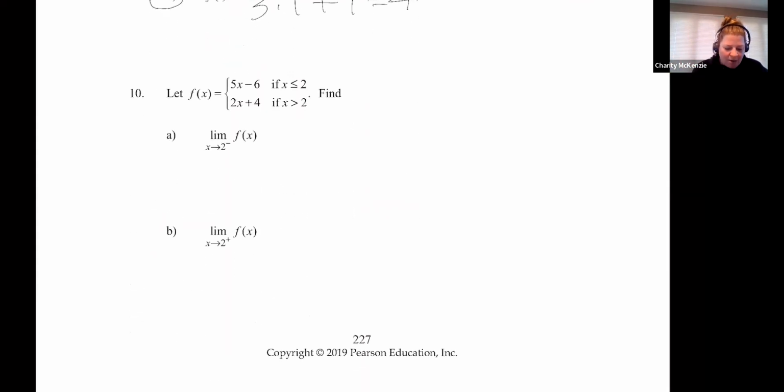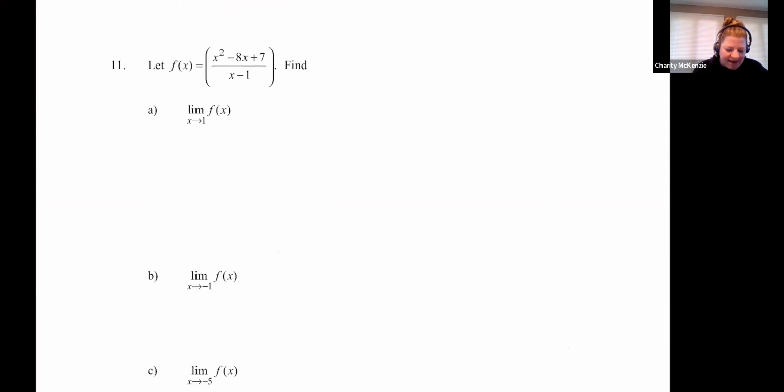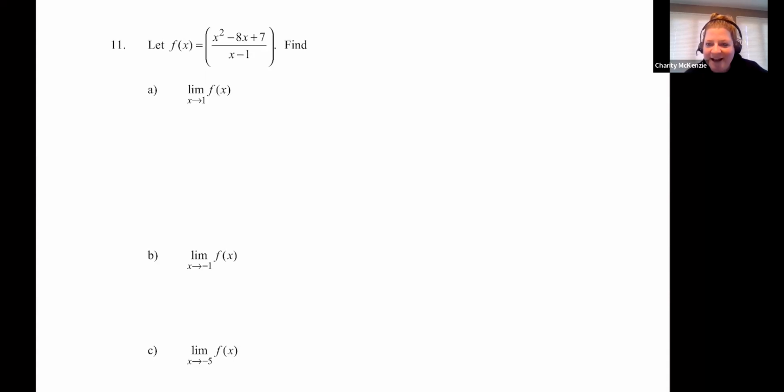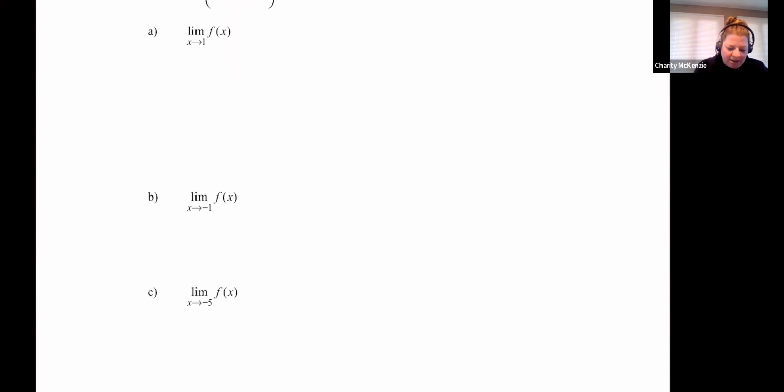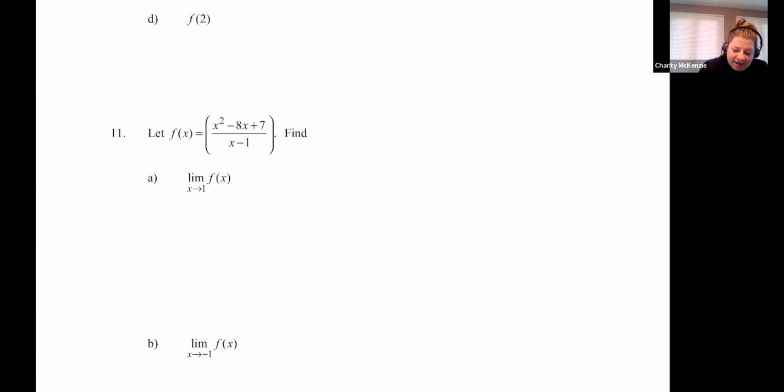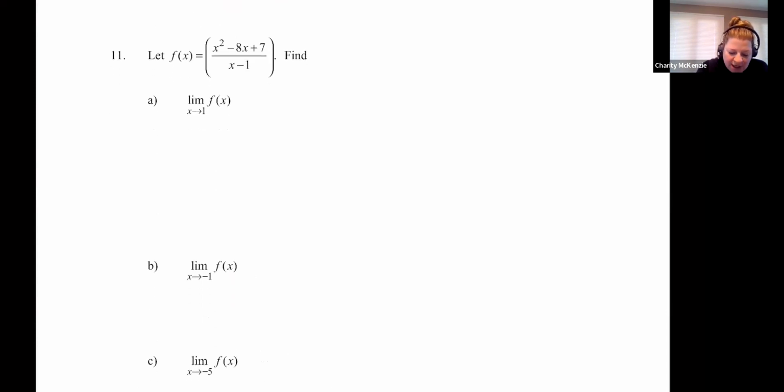Okay. So problem 10 is the same idea, so I'm going to skip it. Let's look at problem 11. Problem 11 is going to be one of our first ones that might have a hole in the graph or an asymptote. So we're going to look at the limit as this function approaches 1. Then we're going to look as it approaches -1 and -5. So let's just put in this value and see where we're at. We have x approaching 1 here. It's not from the left, it's not from the right. We'll do a lot of those in the next section as well.